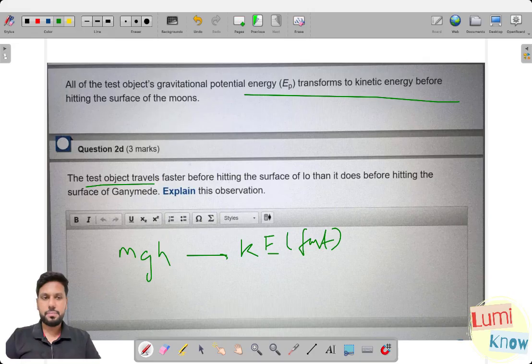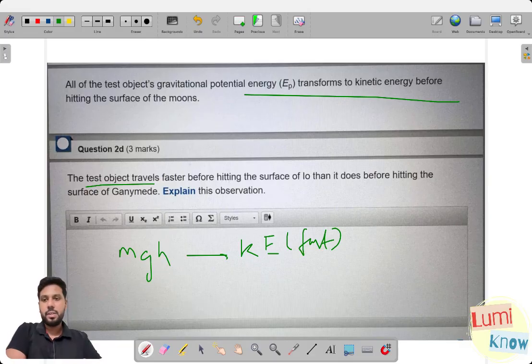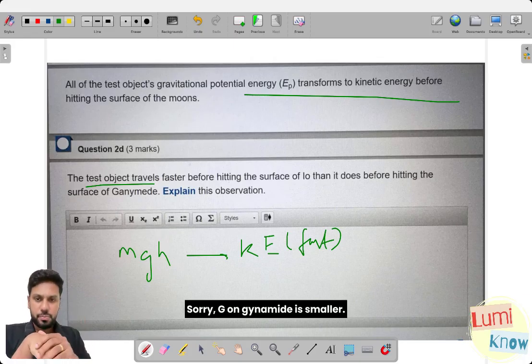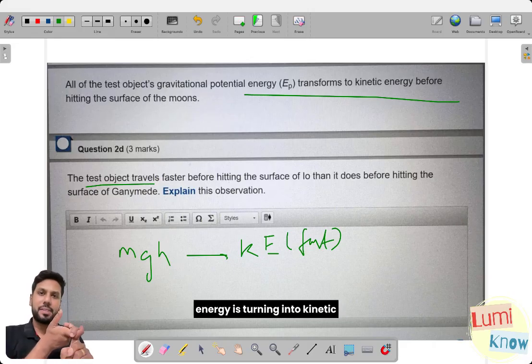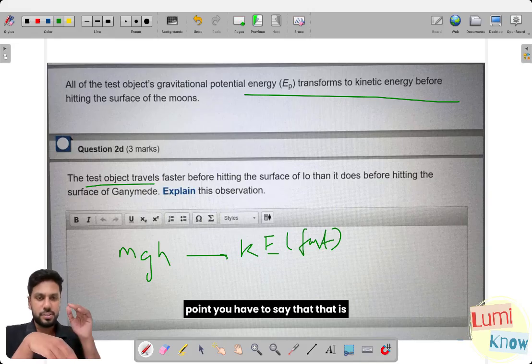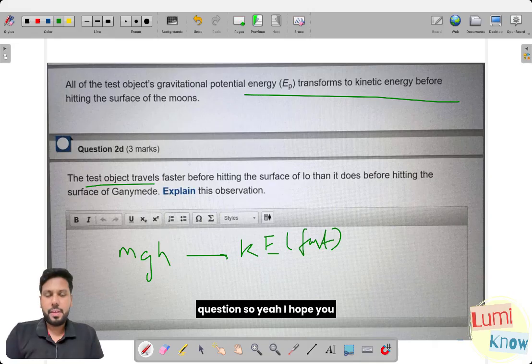So what does your marking scheme say? It's for 3 marks. The marking scheme says that g on Ganymede is smaller. That's why gravitational potential energy on Ganymede is going to be smaller. Okay, and all the potential energy is turning into kinetic energy. Second point, keeping all other quantities the same. Third point, you have to say that that is the reason why Io will have a greater speed, right? So this is the question. So yeah, I hope you understood this question.